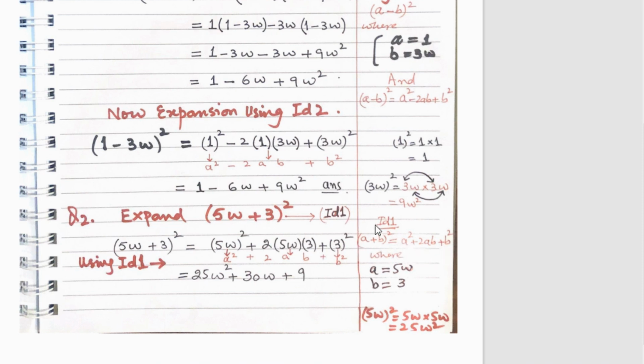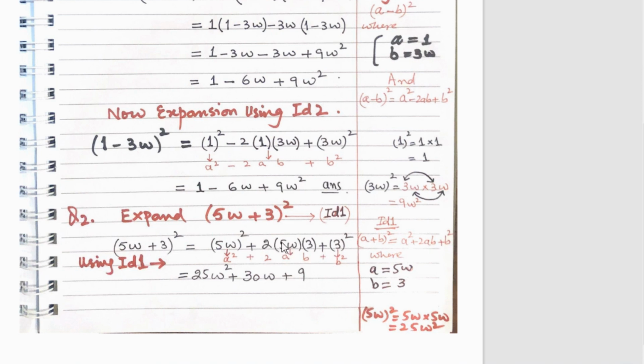First of all, you should write down ID 1 in the rough column of your paper. A plus B whole square is equal to A square plus 2AB plus B square. Now the left hand side is given to us, and we will apply the right hand side to expand it. So at the place of A, we will write down 5W. A square means 5W square, plus 2AB means 2 into A. Look at this, my arrow is going to 5W. 2AB means 2 into A into B, because this is the second term of the right side of your ID.